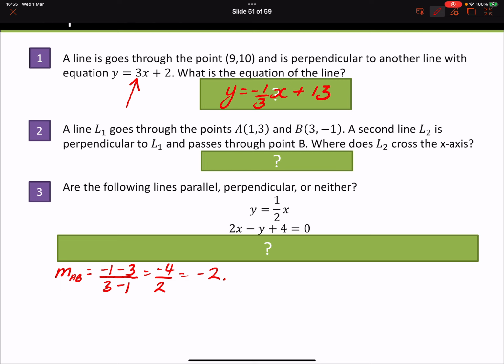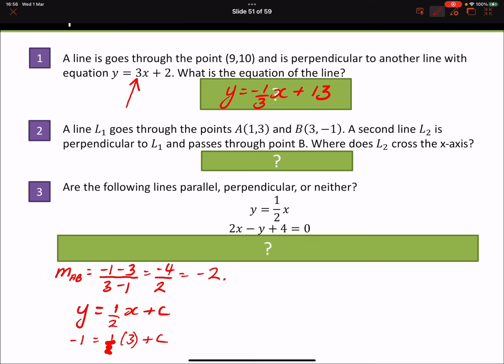Now the rest of the question says a second line L2 is perpendicular to this one. Right, okay, so I've got y equals now perpendicular to minus 2. Remember, flip it, change the sign. So that gives me a half x plus something. Now a second line is perpendicular to L1 and it passes through B. So it passes through this point here. Okay? So let's find the equation of this line. Okay? So the x-coordinate is 3, the y-coordinate is minus 1. So I now have minus 1 equals a half times 3 plus something.